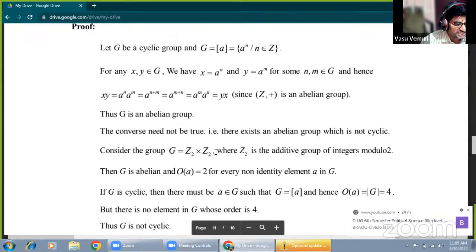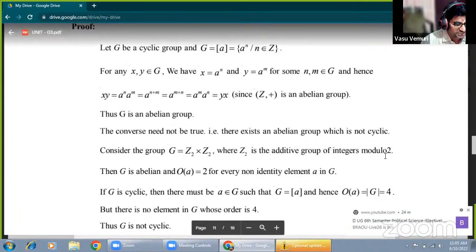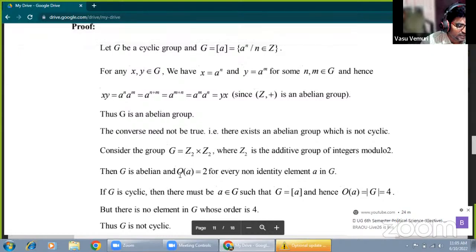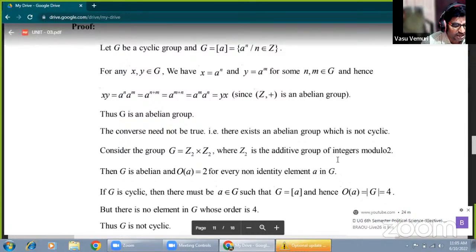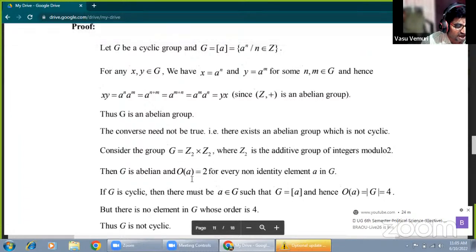Now, Z2 is the additive group of integers modulo 2. So, A, B are any elements given in the group. When the group is abelian, the order of A equals 2, because it is integers under addition modulo 2. So, in particular, the order of each element is 2. That is the non-identity element A in G.